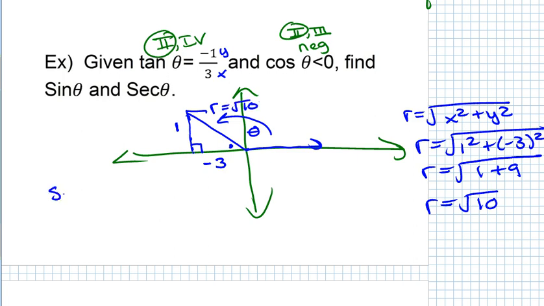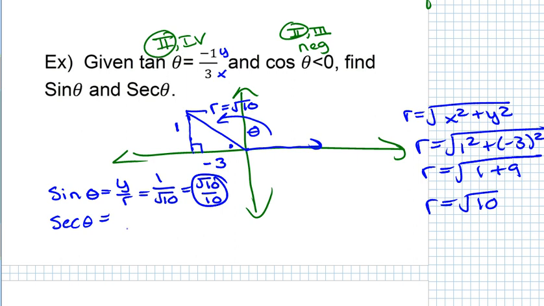Now the question says find the sine of theta and the secant of theta. Well, remember, sine is y over r, which is 1 over the square root of 10, which is equal to the square root of 10 over 10. The secant, remember, that's the reciprocal of the cosine. So if I did cosine, it'd be negative 3 over the square root of 10, but remember, it's the reciprocal, so it's the square root of 10 over negative 3. And those are your two answers.